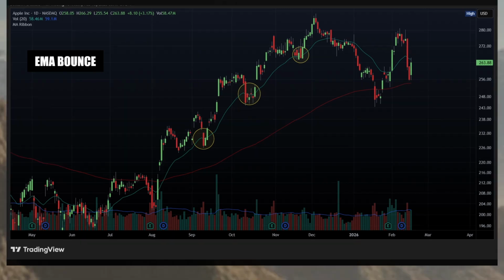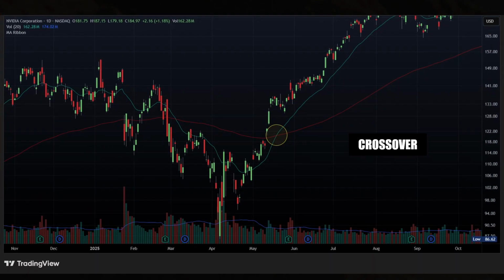Let's move to the next setup. Setup 2, the crossover signal. This is the big picture signal that every institution on Wall Street tracks, the crossover. A golden cross occurs when a fast moving average, like the 50 period, crosses above a slow moving average, like the 200 period. This signals a major shift from bear market to bull market territory. It is a fire for effect signal that gets long-term funds moving aggressively.